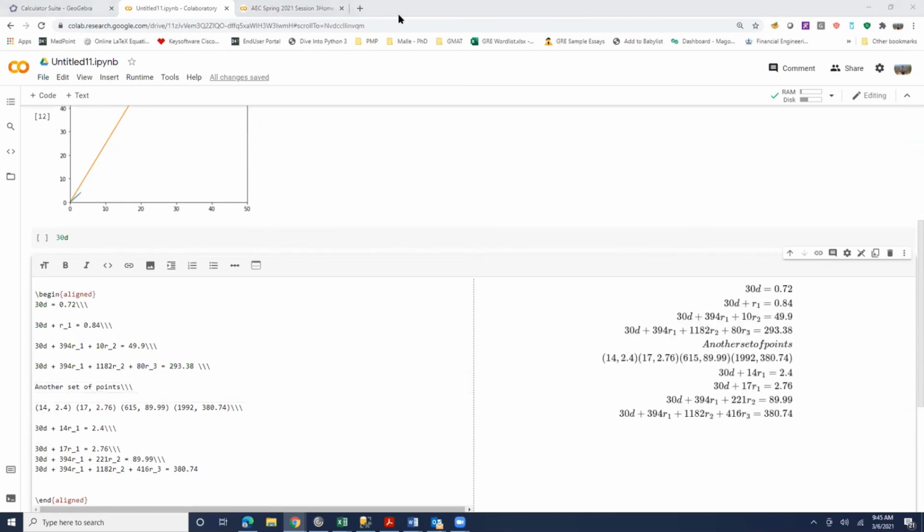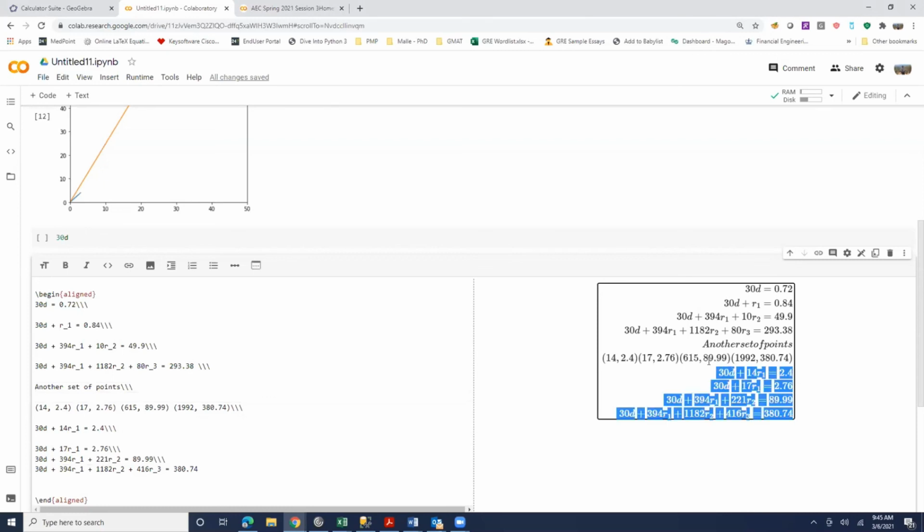So you could get 2 sets of equations. Just for the sake of looking at the solution, let's plug in both sets of equations and see if we get the same answer.